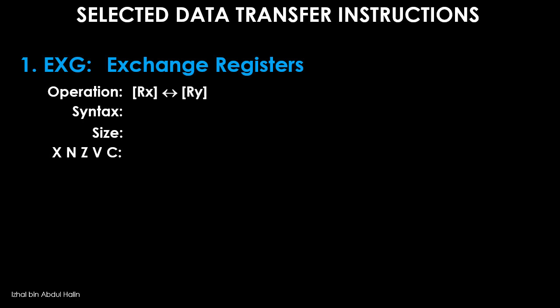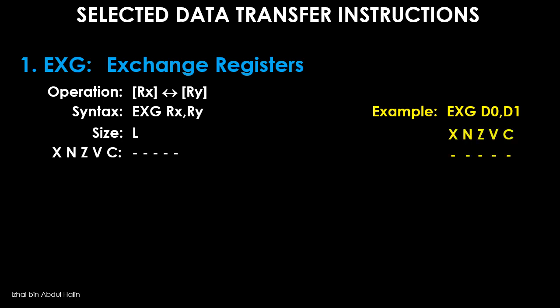The general syntax is EXG RX, RY, the source may be any register while the destination may also be any register. It only allows a long word operand to be exchanged. It does not affect any of the status registers, that's why I wrote 5 dashes for the 5 bits of the status registers. Now, for the example, the execution of EXG D0, D1 simply swaps the contents of registers D0 and D1, the condition code registers are not affected.